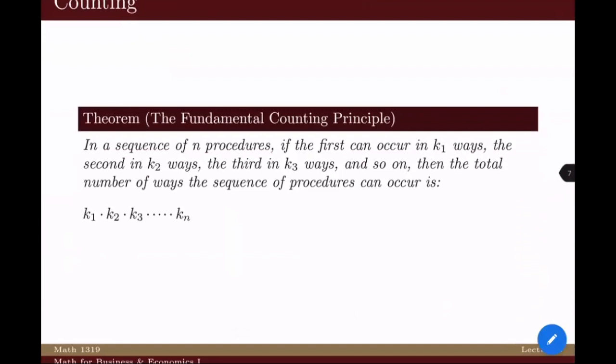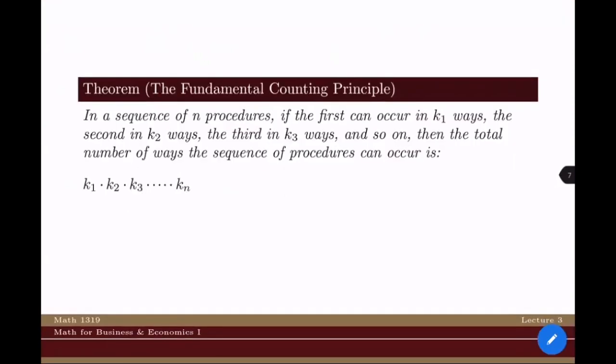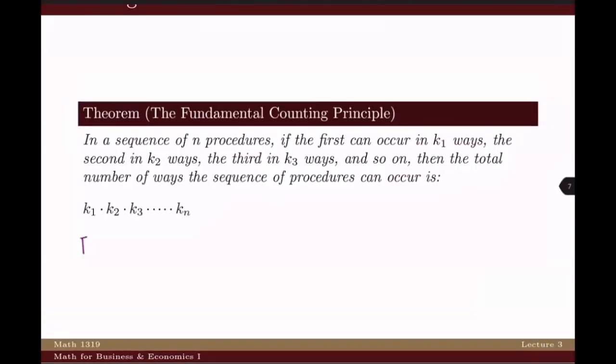The fundamental counting principle. The sequence of n procedures, if the first can occur in K1 ways, the second in K2 ways, and the third in K3 ways, and so on, then the total number of ways the sequence of procedures occur is K1 times K2 times K3, all the way down to however many Ks you have. All this is saying is, let's say, flip 3 coins.